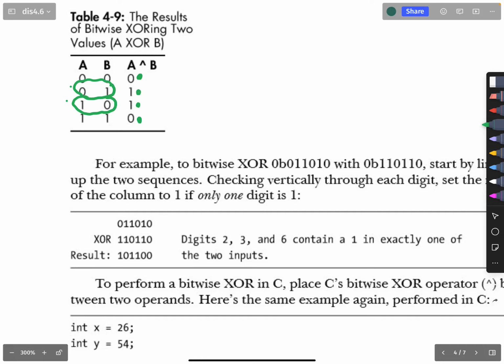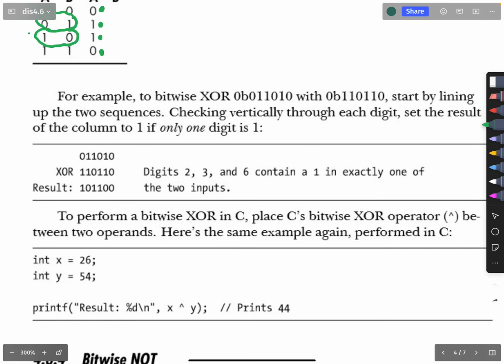Anyway, there's bitwise NOT, which is somewhat obvious. It's a bit flip.